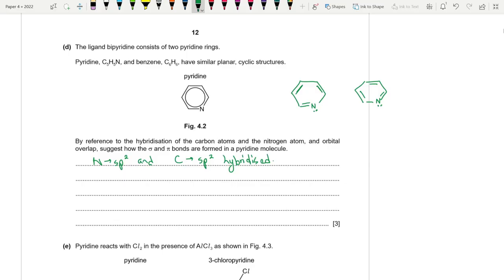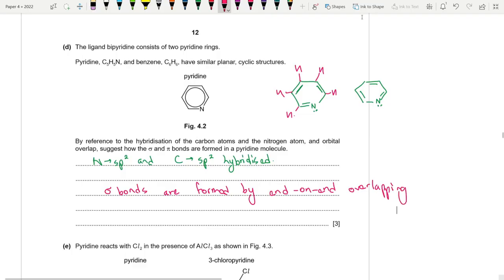Now, where are the sigma bonds formed? Basically, this nitrogen does not have any hydrogen with it, but there are hydrogens over here. Hydrogen here, hydrogen here, hydrogen here, here. So where are the sigma bonds located actually? So the sigma bonds are formed by head to head, right? End on end overlapping. End on end overlapping, that's the term they used.